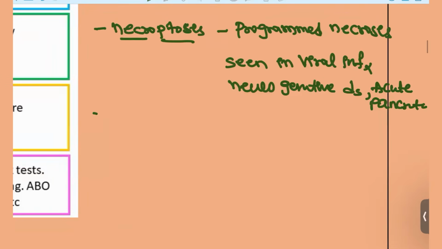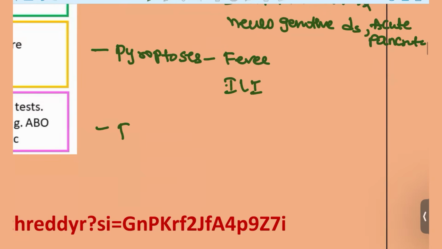Next one, pyroptosis. Pyroptosis is seen in fever with the help of the pyrogen IL-1. Next, you also have ferroptosis, which involves increased ferrous or ferric iron levels in the body.